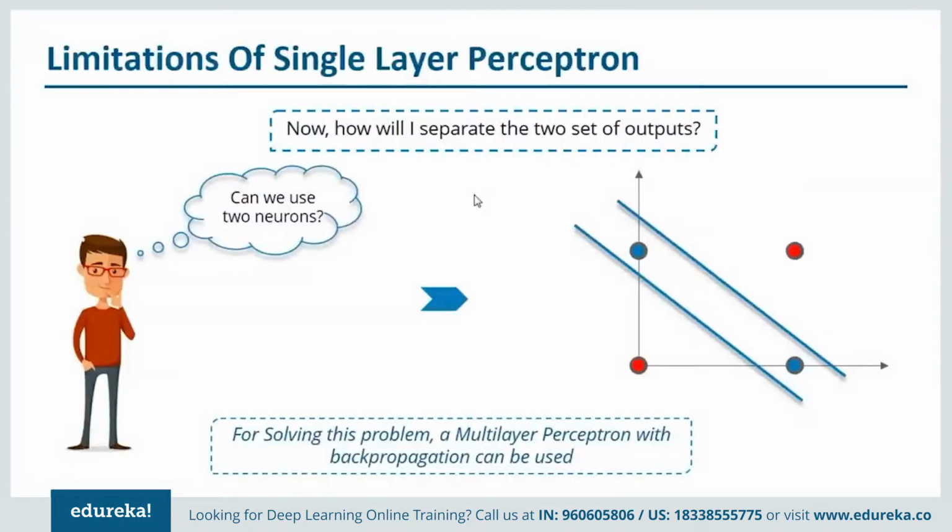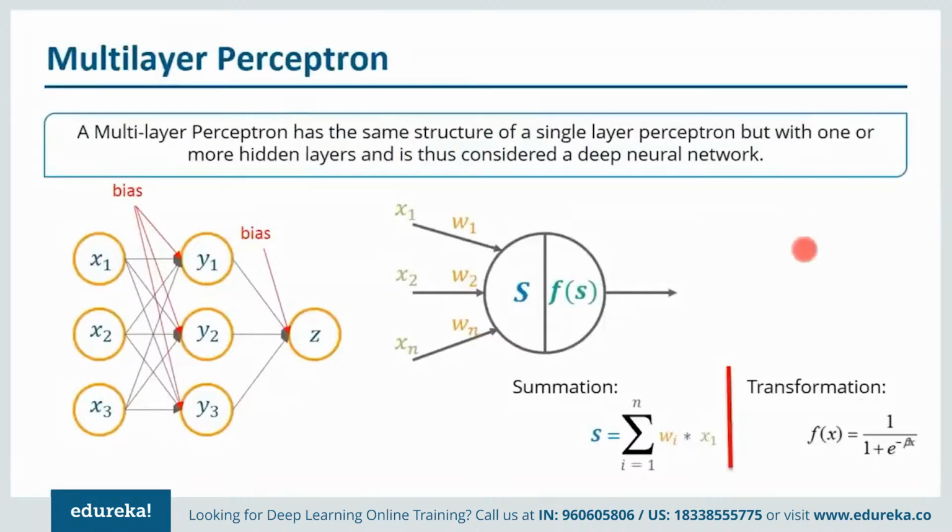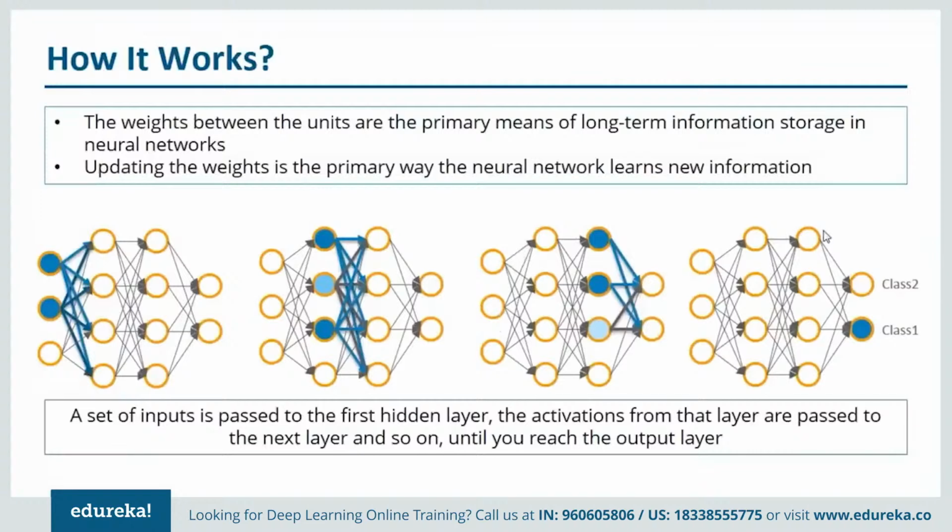So this is where we use multi-layer perceptron with backpropagation. So what are multi-layer perceptrons? Multi-layer perceptrons have the same structure as the single layer perceptron. The only difference is they have more than one hidden layer. Let me explain it to you with an example. This is how a typical multi-layer perceptron looks. We have an input layer, two hidden layers, and one output layer as well. Each neuron is connected to the neurons present in the adjacent layer, but the neurons of the same layer are not connected to each other.